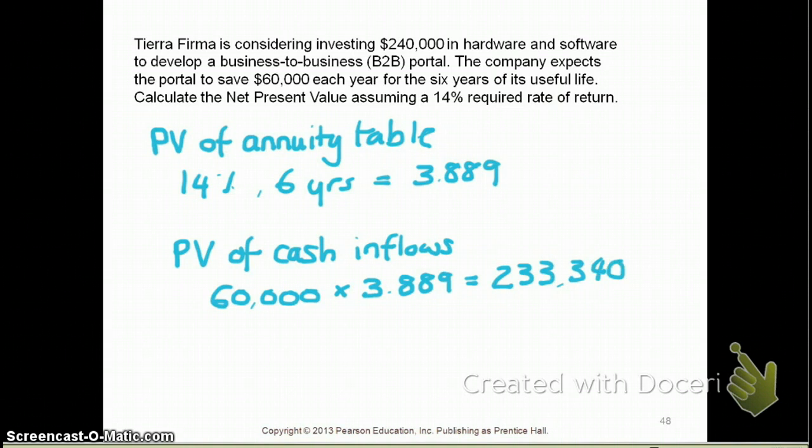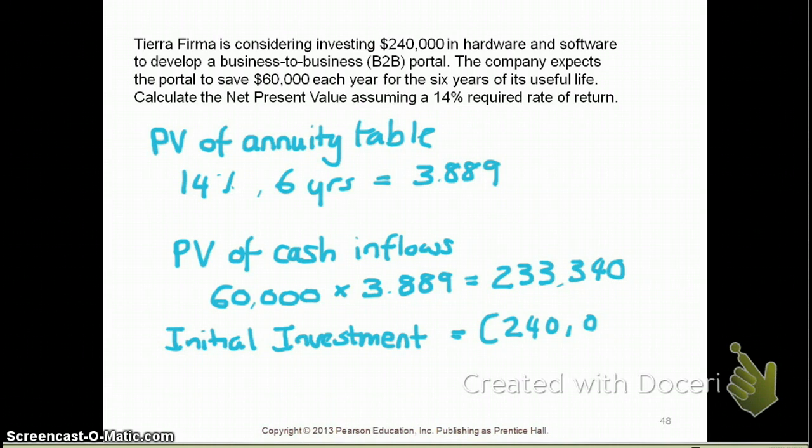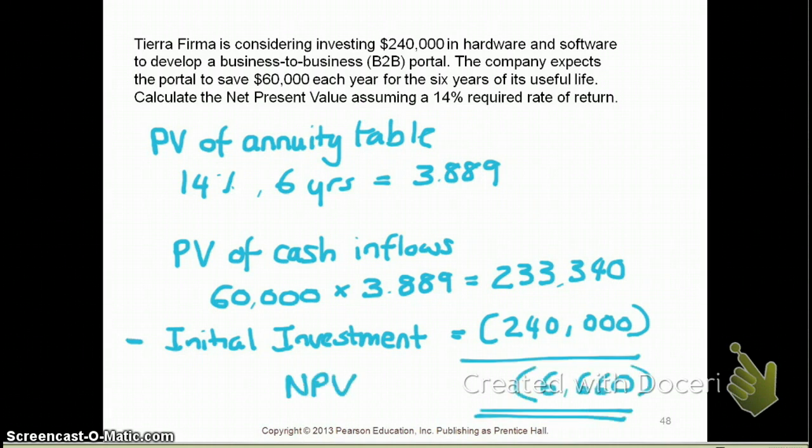$233,340. Remember, that's only one part of your net present value calculation. You have to subtract your investment, which is $240,000. That gives you your net present value of negative $6,660. It's a negative amount. Since it's a negative amount, our decision would be do not invest in this asset.